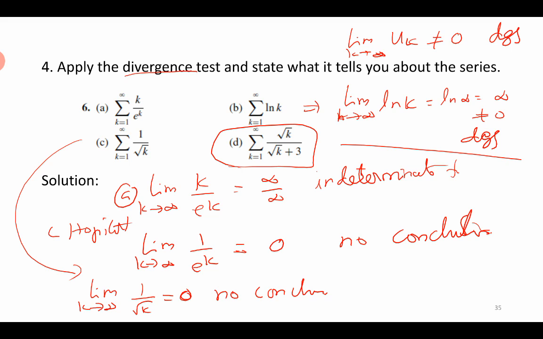When k is infinity, this will be 1, non-zero. The end behavior of the polynomial will give you the power of k is half in the numerator, and the power of k is half in the denominator. So the coefficients of k to the power half are 1 by 1. So when k is infinity, it will be 1. It is non-zero. When it is non-zero, you say this is divergent, right? So this is very easy.